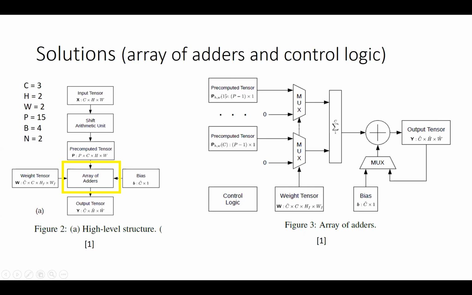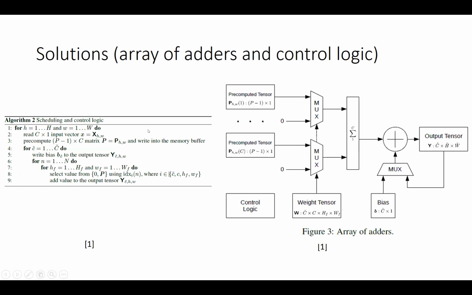So the inputs are the pre-computed tensors for the separate input channels. In our case, we have 3 input channels. So we have 3 pre-computed tensors going into an array of 3 multiplexers. And then we use the weight tensor as the selector for these multiplexers to select the correct value from the pre-computed tensor. We sum them up with an array of adders along with the value that's in the output tensor register already. And that's how we get our final value along with the bias.